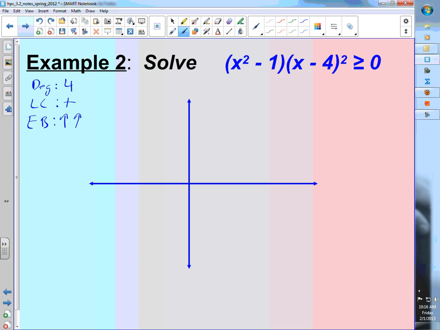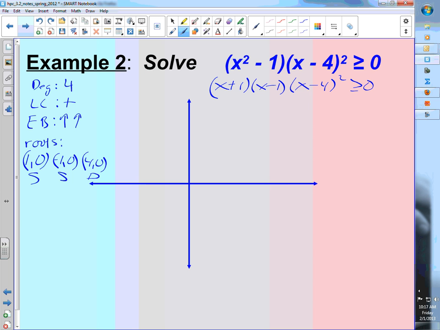Okay, so what are the roots? This is x plus 1, x minus 1, x minus 4 squared. What are the roots? 1, 0, negative 1, 0, and 4, 0. What kind of roots? Single, single, double. So here's negative 1, here's 1, and 4.